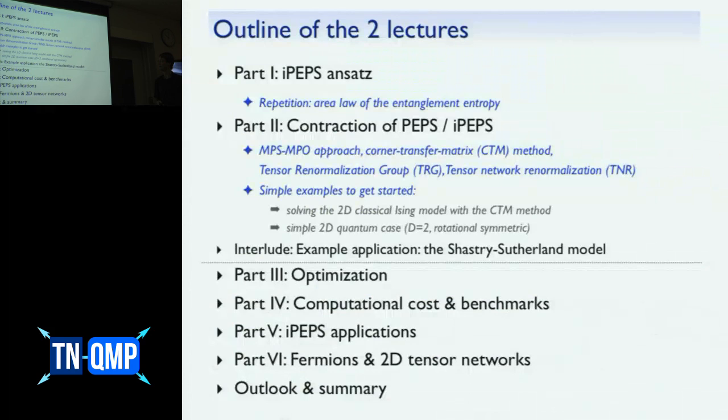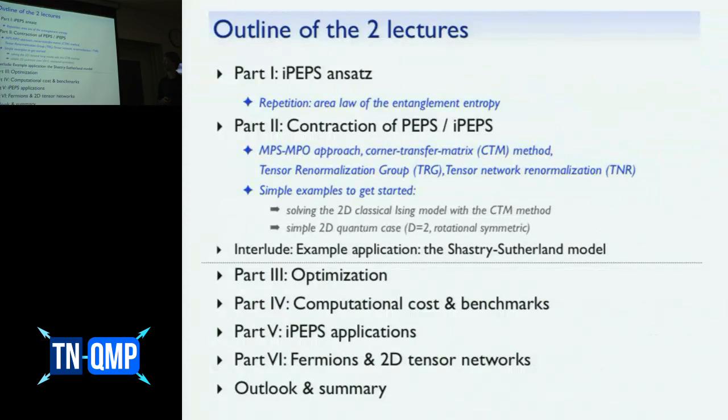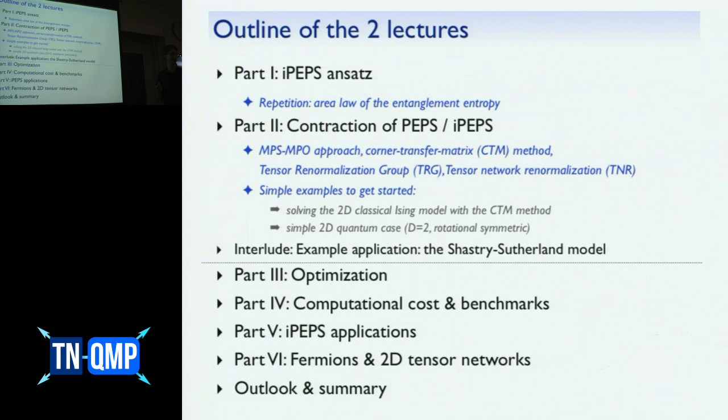Today we're going to start with the iPEPS ansatz. I guess this is mostly repetition, so I will also briefly mention the area law of the entanglement entropy again and show that the PEPS and iPEPS fulfill an area law. Then the main part today will be about the contraction methods for PEPS and iPEPS. I will give you an overview of different contraction methods, and then mostly focus on the corner transfer matrix method, which is also the one I'm mostly using, and also explain extensions, so how you can use this if you have, for example, large size unit cells in your ansatz and so on.